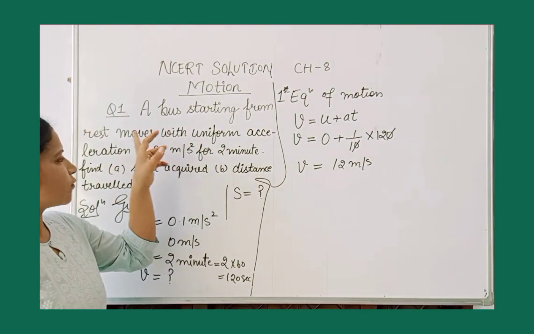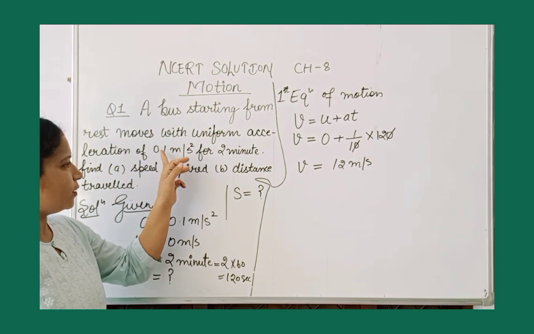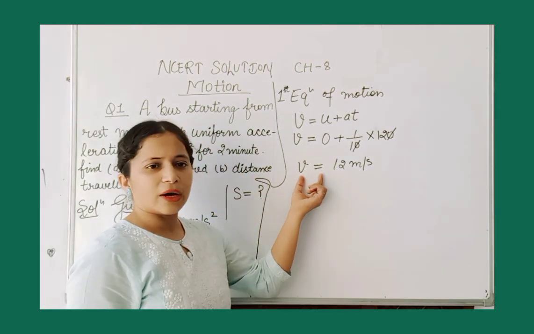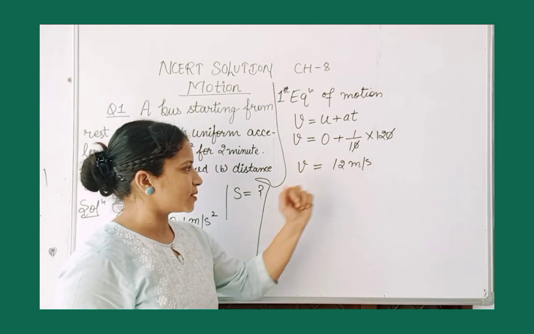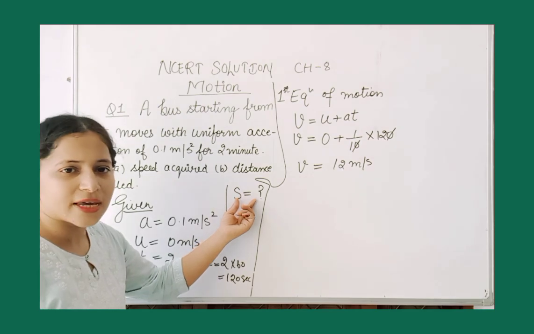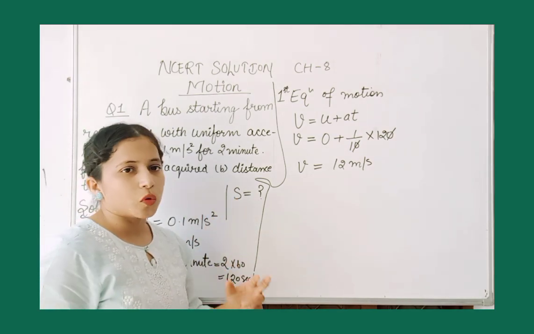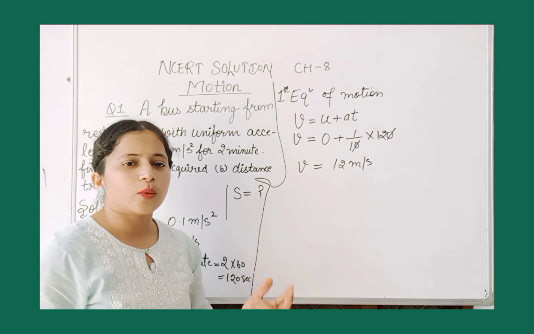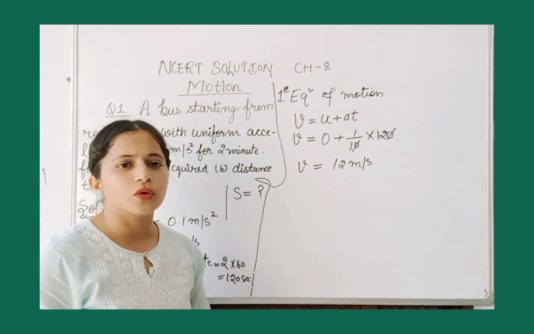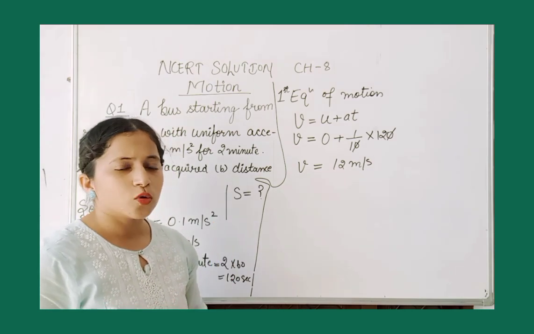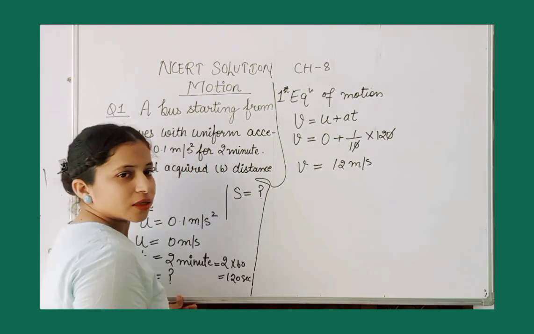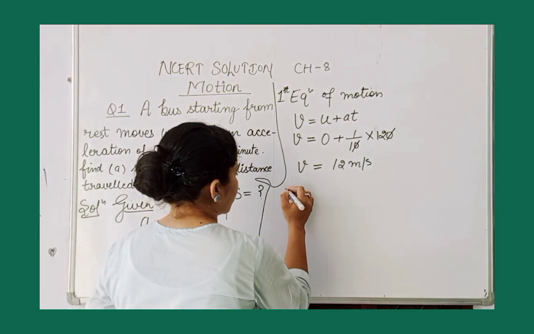Whenever the bus starts from rest with the acceleration of 0.1 meter per second square for 2 minutes, then the velocity acquired by the bus will be 12 meter per second. Now we have to find the s, that is distance traveled. So we will use the second equation of motion or the third equation of motion. Out of these two equations, we can use any one of them to solve the required question. So I will use the second equation of motion.